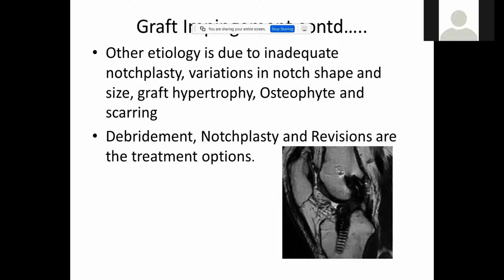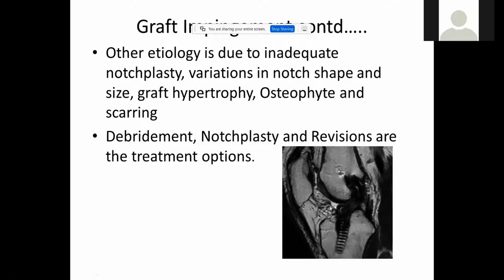Apart from that, the size of the graft: if the size is much more, you have quadruple, sometimes people make six strand, it becomes 10, 11 mm graft and it starts impinging. Later on, sometimes we see the graft has become hypertrophic, with osteophytes and scarring. All those are etiologies for graft impingement.